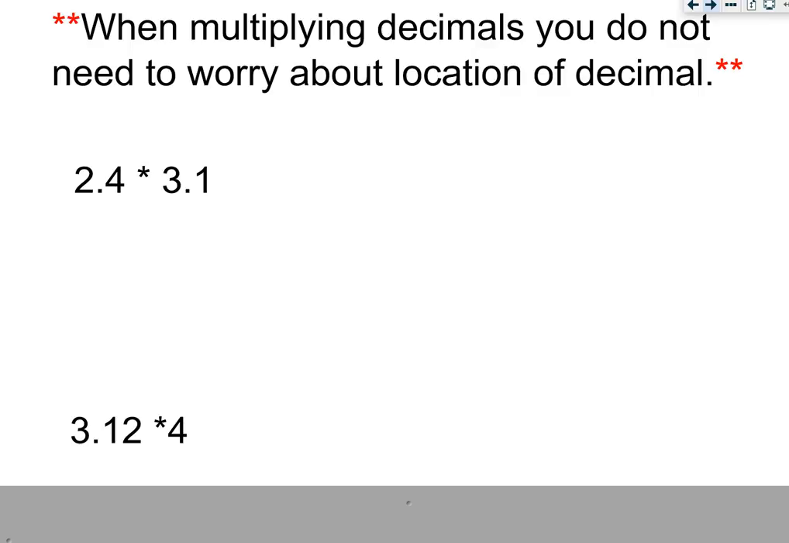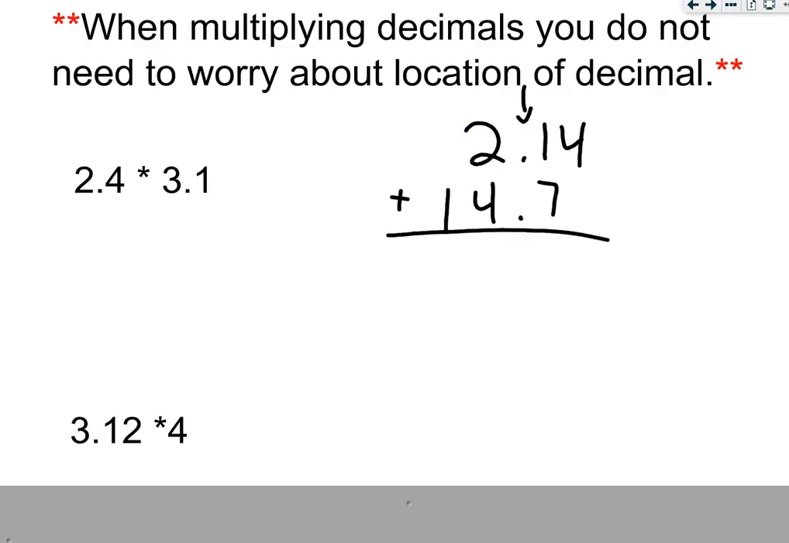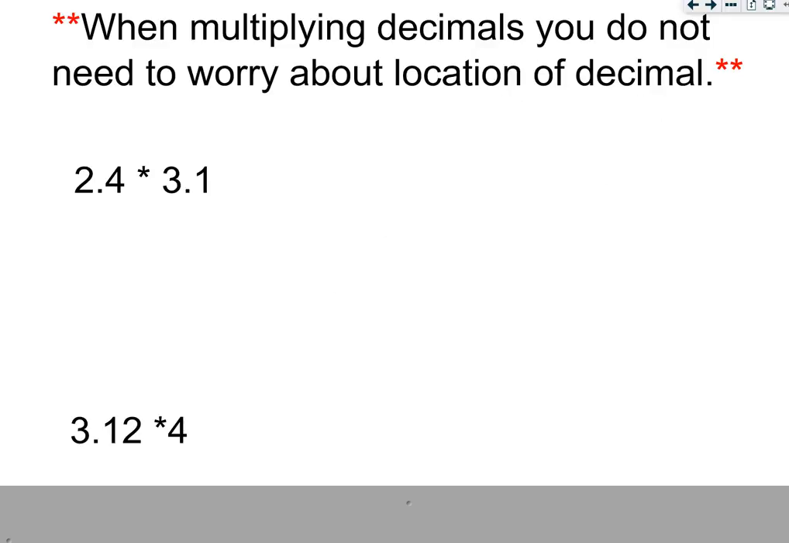If you remember back when we were adding and subtracting decimals, you had to line up the decimals. For example, if I wanted to take 2.14 plus, say, 14.7, got to make sure you line up that decimal right down the middle there. So if I were to add those together, make sure you keep that spot open by putting a 0 there, and you can go forth and add that together later. But with multiplication, you do not need to do this. Only for addition and subtraction.